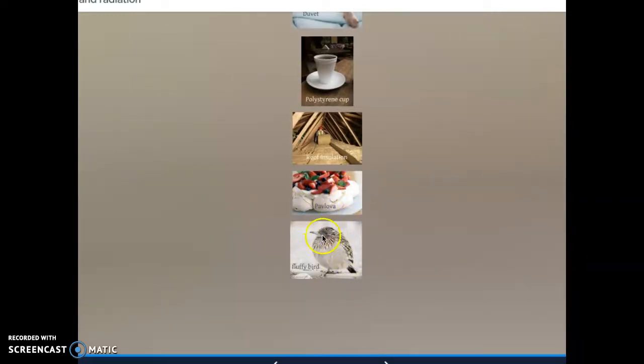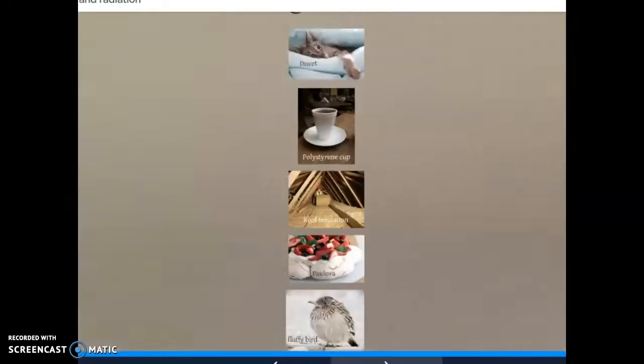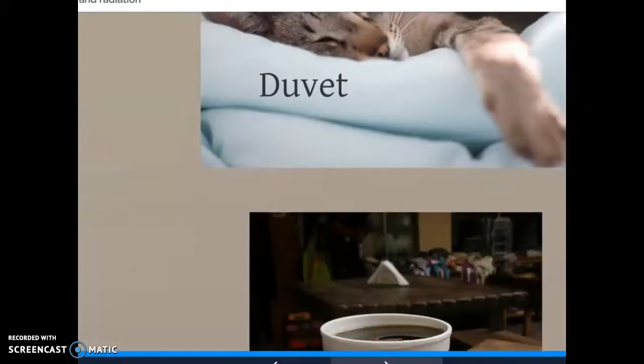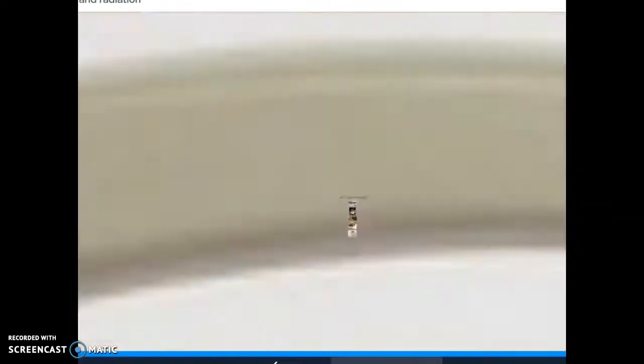And this fluffy bird, this is what birds do in cold countries. You don't see it often in Valencia, actually. But birds literally puff up their feathers and trap loads of air between their feathers. And the air stops the heat from transferring. Whereas on the other hand, I'm going to fast forward here.